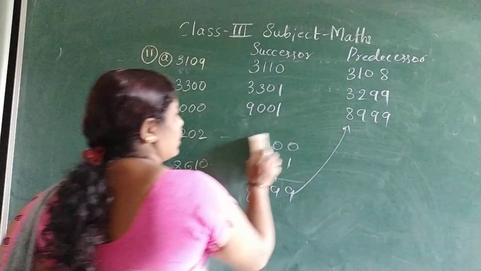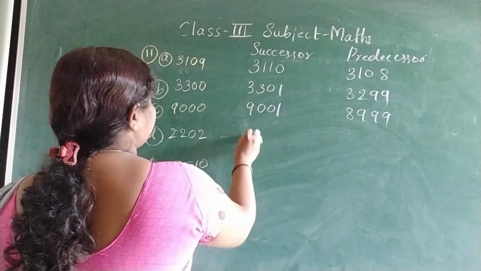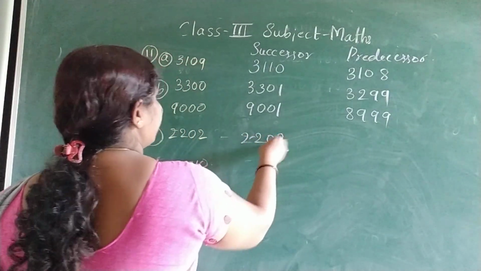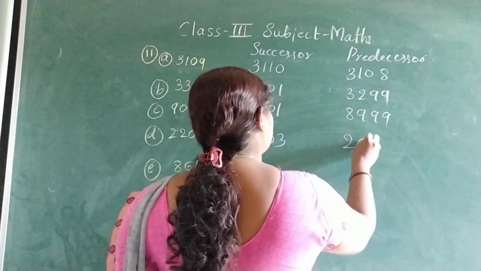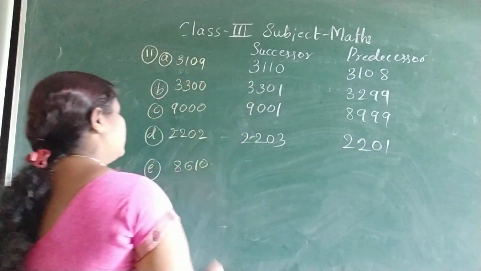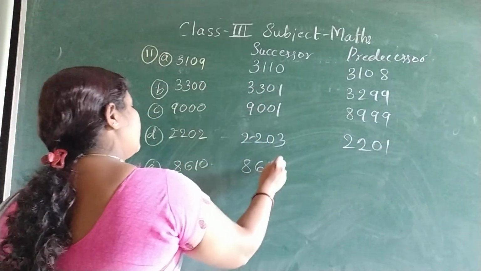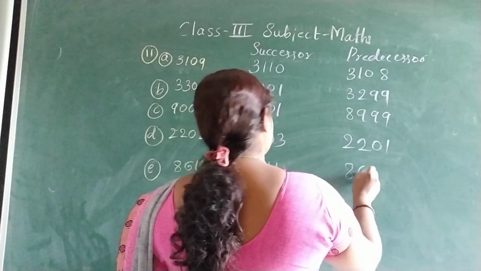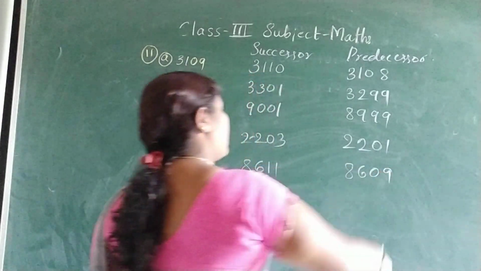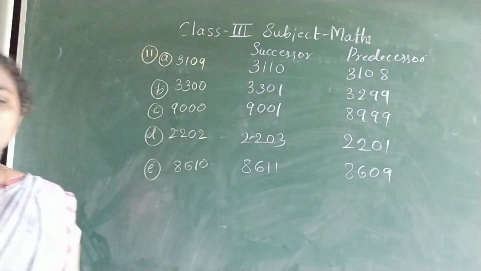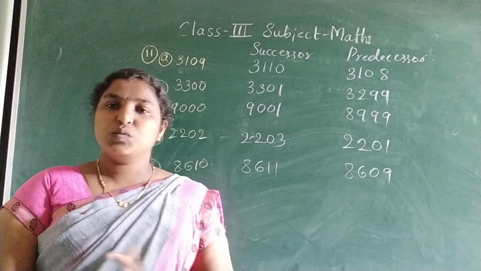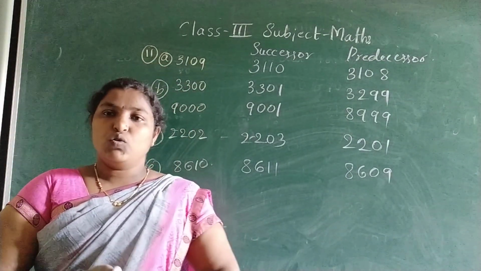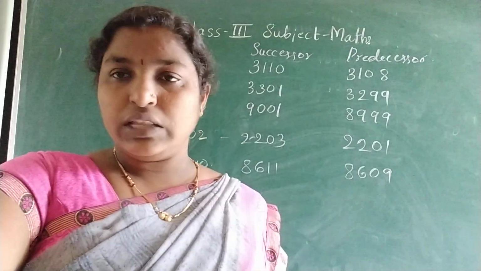Okay. Next. 2,203. 2,201. 8,611. 8,609. Okay. These are the answers. You write in your textbook as well as in your notebook. Okay. We'll continue in the next class.